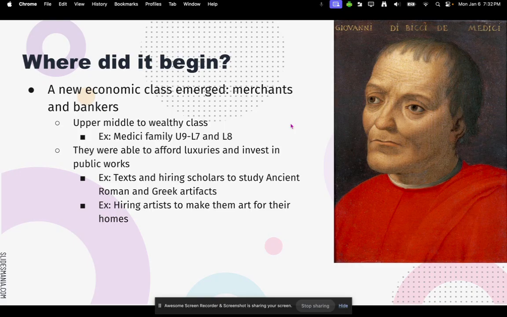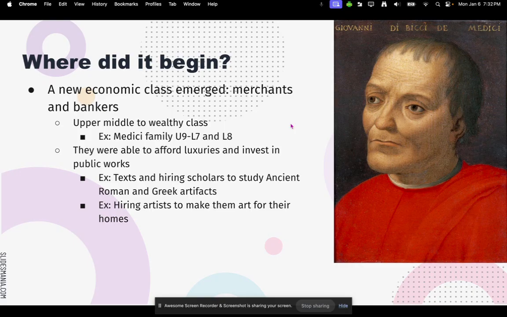One of the big examples of the wealthy class would be the Medici family, and you'll learn more about them in U9, L7, L8, and L9. And they were able to afford luxuries and also invest in public works. So instead of just hoarding all the money for themselves, they decided to spread their money through art.